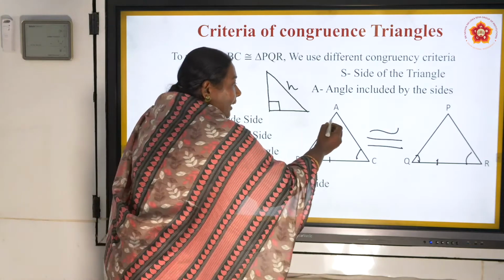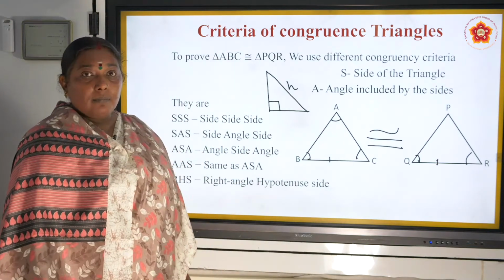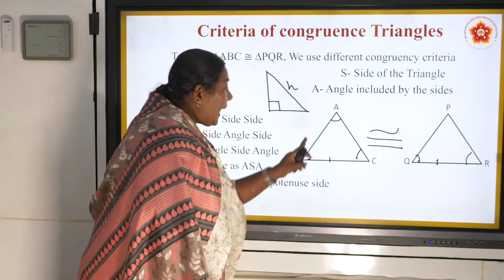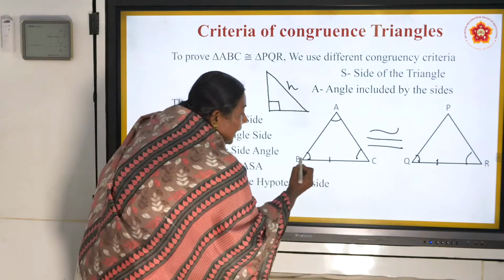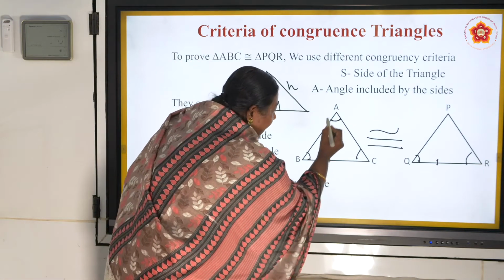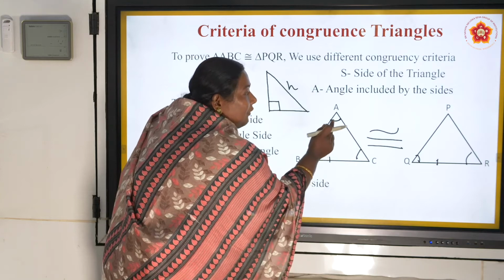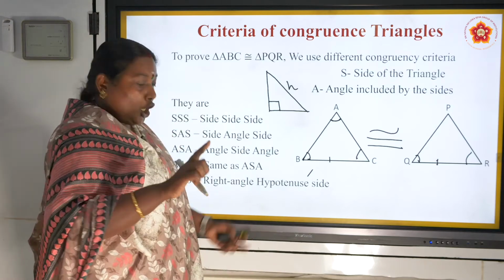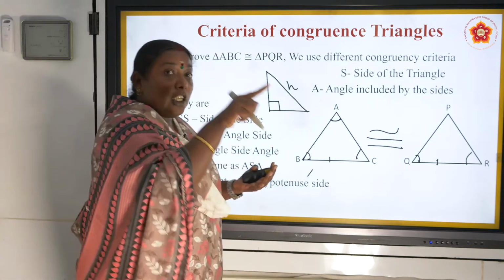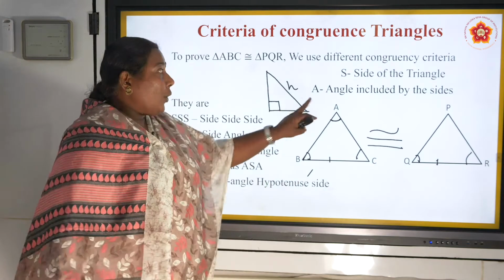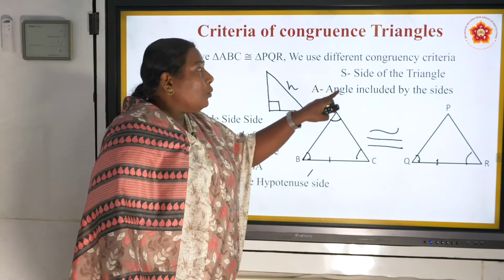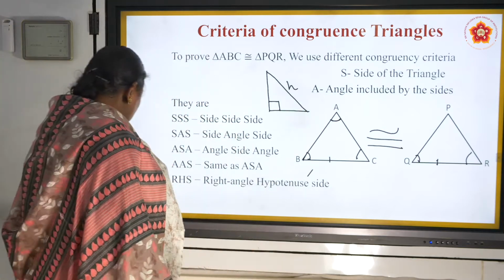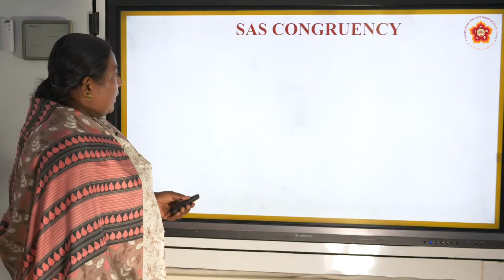If I am telling A, that is an angle. If I am mentioning the angle included by the sides AB and AC, that means I have to tell only A. I must not tell B. Understand? A normal angle and the angle included by the sides are different. We are going to use the phrase angle included by the sides. Be careful with the angles. So let us see the next one.